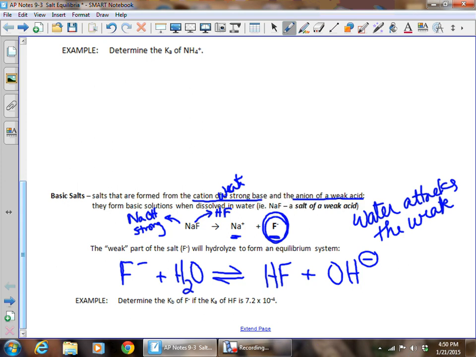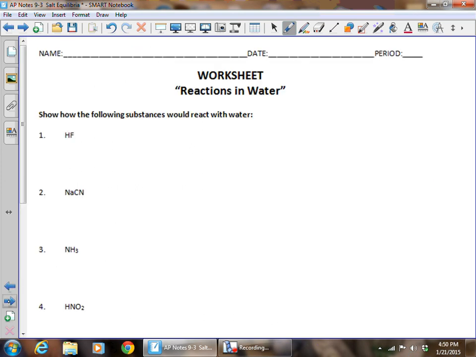Now you're going to have a worksheet where you have to come up with these equations. So I want to do the first three on the worksheet together. You're responsible for the rest of them, but let's look at this. The first thing you have to decide is whether you're dealing with an acid, a base, or a salt, because it's going to determine how this reaction is going to work.